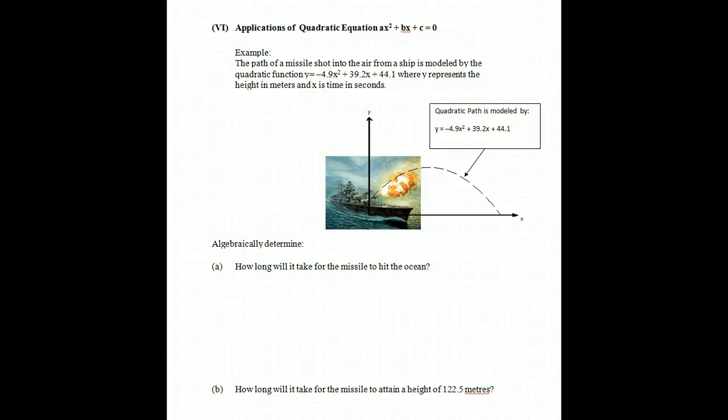In this video now we'll look at applications of the quadratic equation, so more story problem type questions. So in the first question here, the path of a missile shot into the air from a ship is modeled by the quadratic function, and we see that here. And we should automatically know what the y-intercept is. Here, 44.1, and the a value is negative, so the graph points down. Y represents the height in meters, and x is time in seconds.